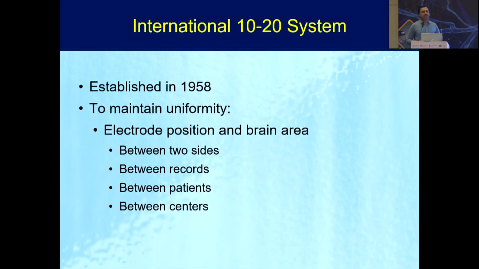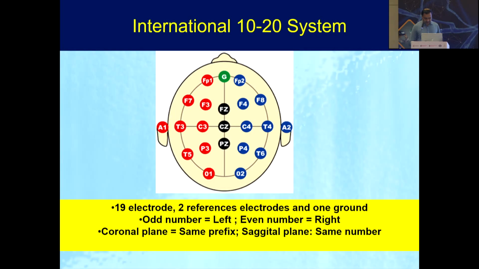According to the size of the head, we need to place these electrodes. This is the 10-20 system of electrode placement, where we have 19 electrodes, 2 reference electrodes A1 and A2, and 1 ground electrode. Each electrode has a prefix that indicates the location and a suffix that indicates the site. We have frontopolar and frontal electrodes, and by convention left-sided electrodes are named with odd numbers and right-sided electrodes with even numbers. This is the standard, and I think the majority of you will know it.